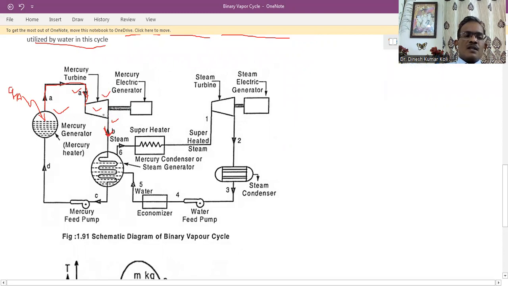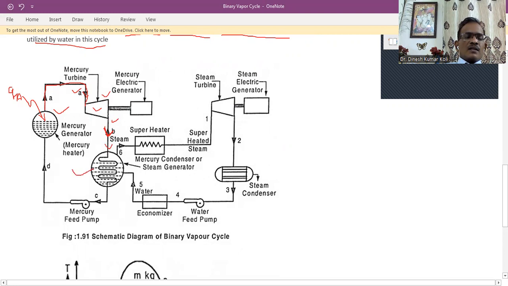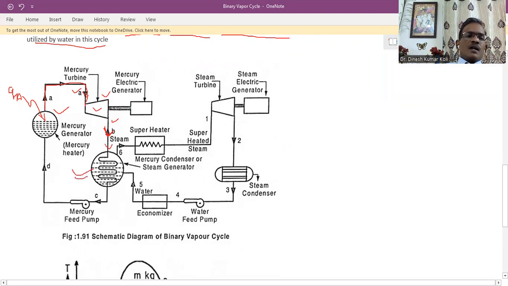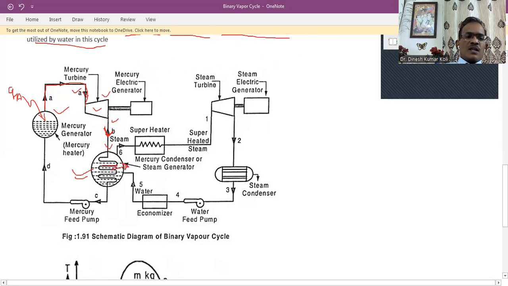Now after expansion in the mercury turbine, the mercury vapor will pass through this mercury condenser. Here you can see this is the mercury condenser. So mercury at very high temperature will pass through the mercury condenser, because in this condenser there will be heat rejection. Heat will be rejected here from this mercury condenser, that we can say QR.